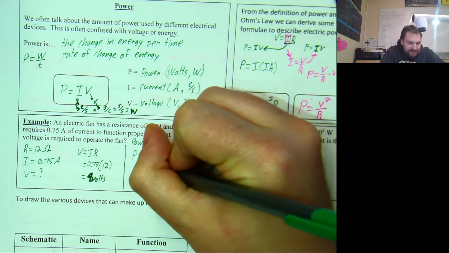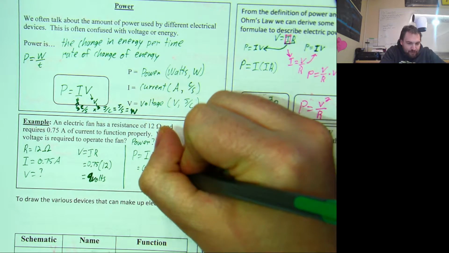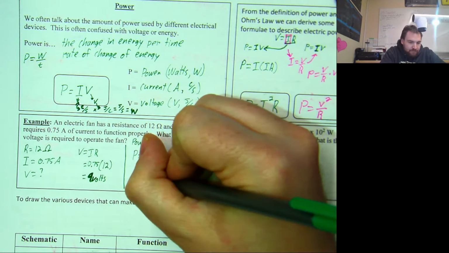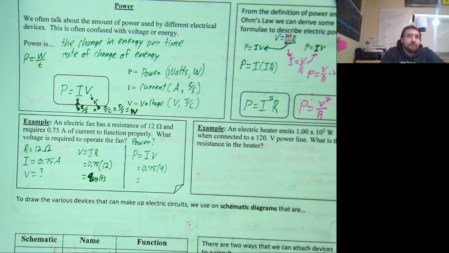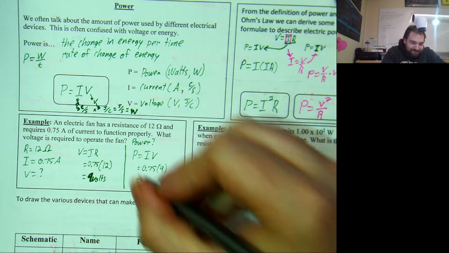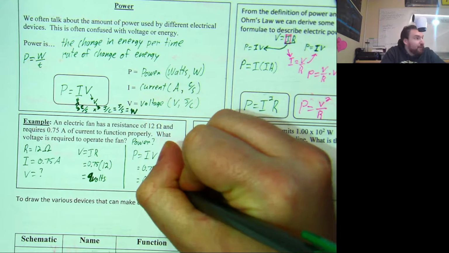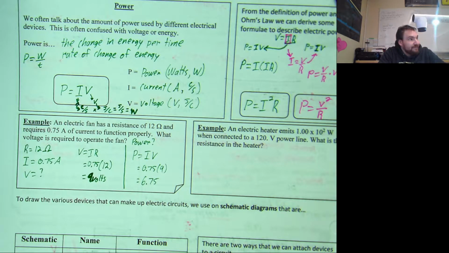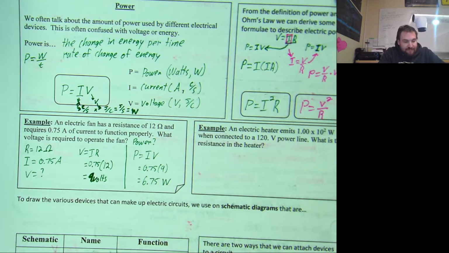So then the current is 0.75. The voltage is 9. What's 3/4 of 9? It's 0.75 times 9. 6.75 what? Units on power are? Watts. Done.